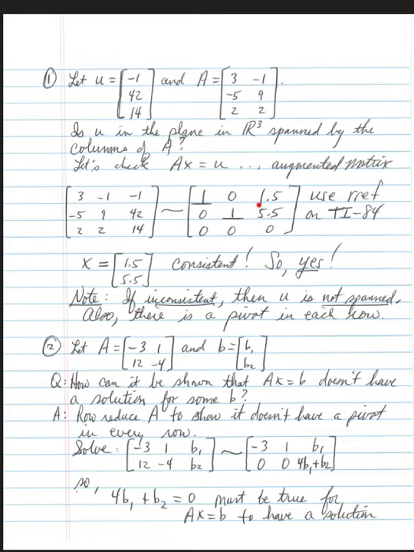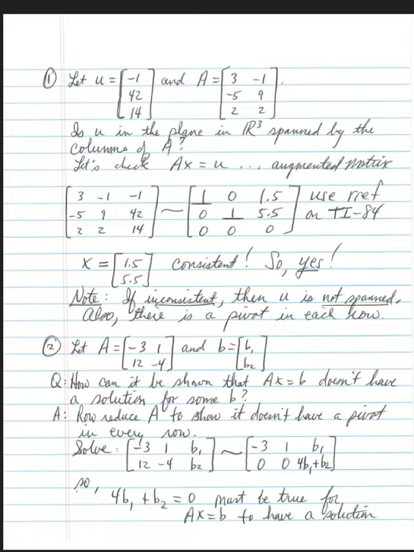and you'll see that it's consistent. X2 is equal to 5.5, X1 is equal to 1.5. Since the system is consistent, then yes, u is in the plane in R3 spanned by the columns of A. There's a pivot in every column.